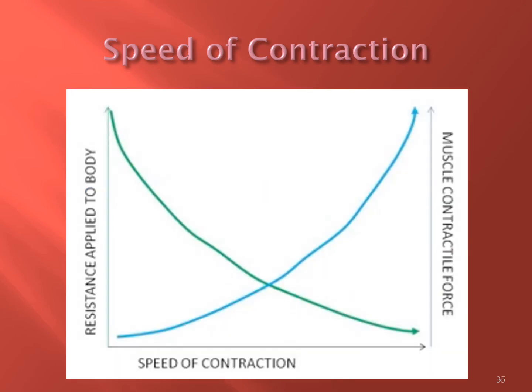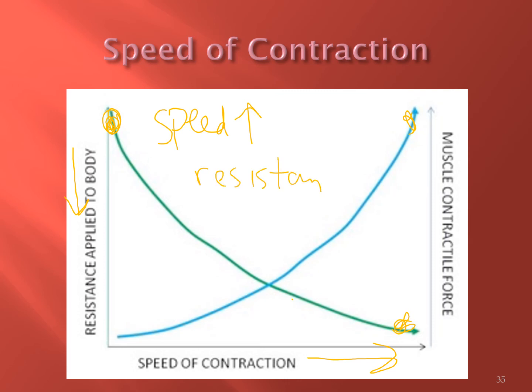Okay, so this just shows you the same exact thing. We're just looking at it in a different way. As the speed of the contraction increases, you can see that the resistance applied must decrease, and vice versa. So if you hand me a very heavy weight, I can move it very slowly. If you hand me very little weight, I can move it very quickly. Right? So there's an inverse relationship between speed and resistance. If speed increases, resistance decreases. And vice versa. As resistance increases, speed must decrease. Okay, so they're inversely related.